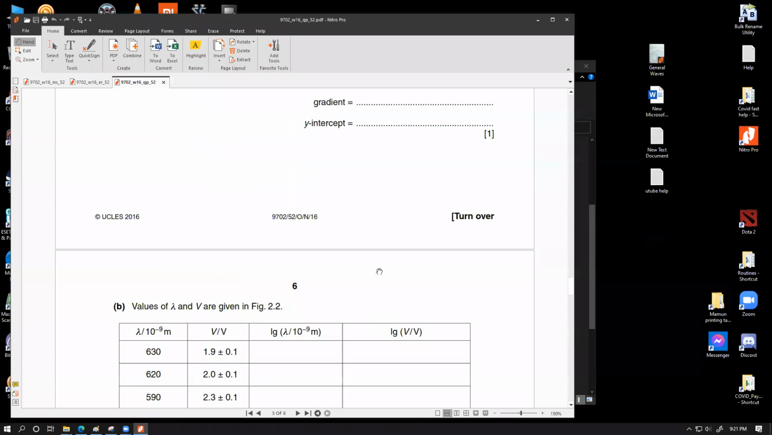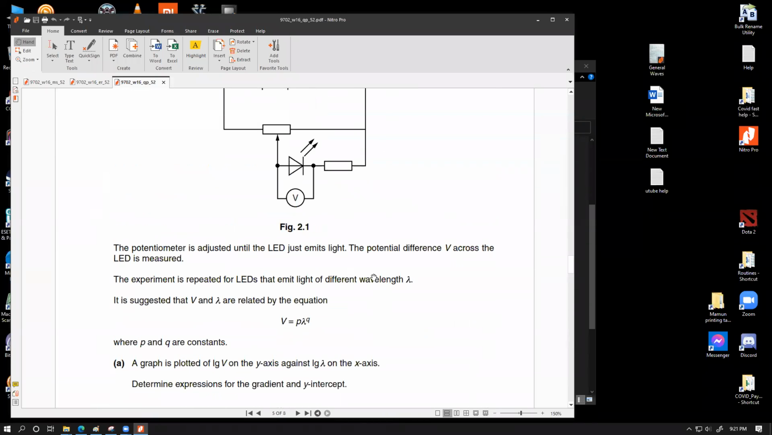Oh Ashfia, you don't have to bother about this. I'll tell you why. Read this thing. The potentiometer is adjusted until the LED just emits light. The potential difference V across the LED is measured. The experiment is repeated for LEDs that emit light of different wavelength lambda.